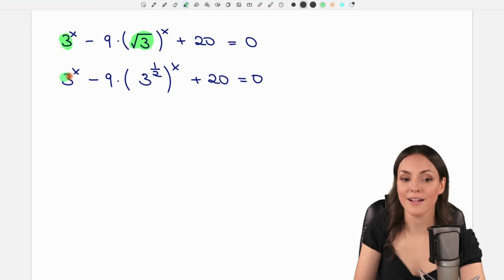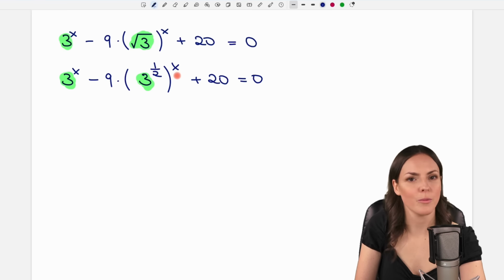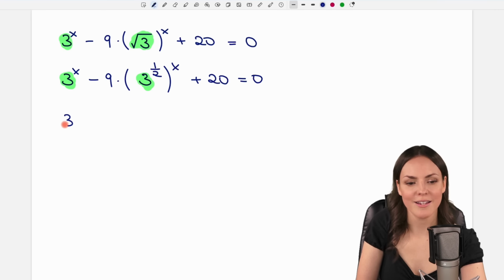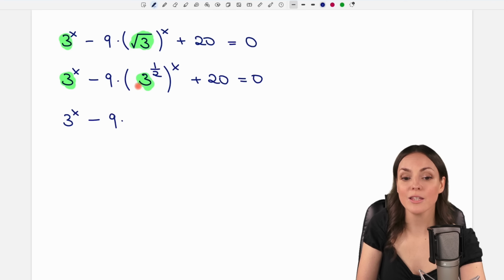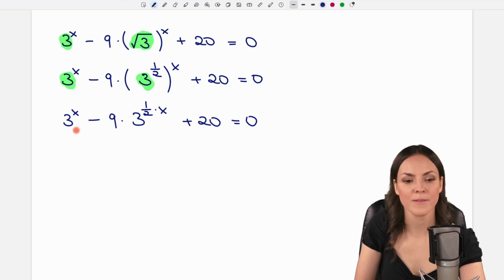Okay? We have base 3 here, we have base 3 here, which is great. But let's simplify this expression here the same way we did. We can just multiply the exponents. So we have 3 to the power of x. We subtract 9 times. Now we take the base, the 3, and we multiply the exponents. We have 1 over 2 times x then as our new exponent, and the rest of the equation.